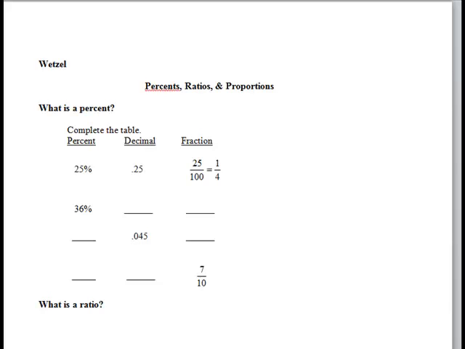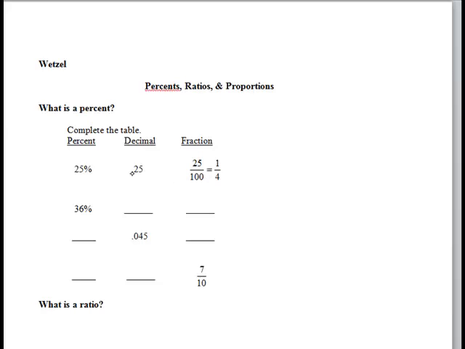Percents, ratios, and proportions. We'll begin with a review of percents, decimals, and fractions to see how they're related. We know what decimals are, we know what fractions are. A percent basically takes a whole and divides it up into 100 different parts. So you can write a percent as a fraction by just putting it over 100.